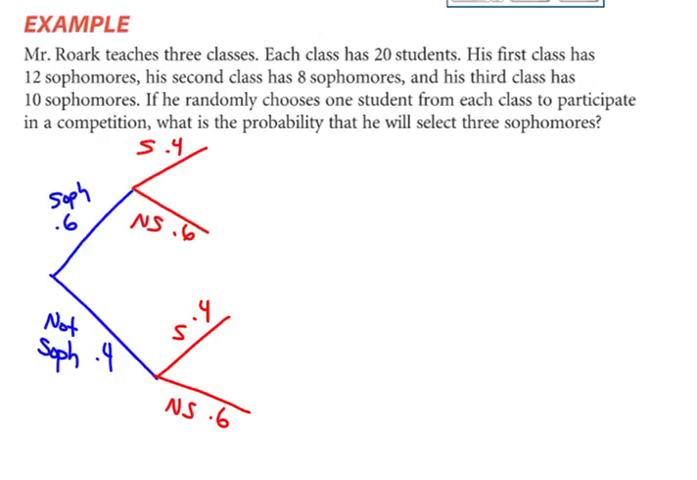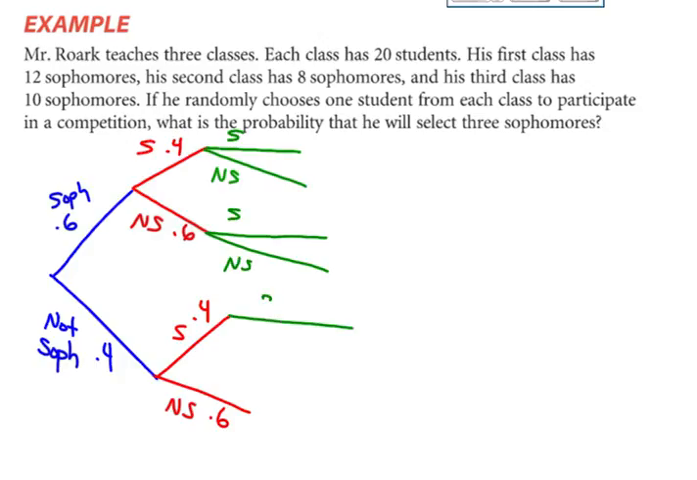Now let's go to his third class. And again, he's going to either choose a sophomore or not a sophomore. And what is the probability that he would choose a sophomore in this class? 10 out of 20, or 50%, or 0.5. So then the probability of not choosing a sophomore is also 0.5.